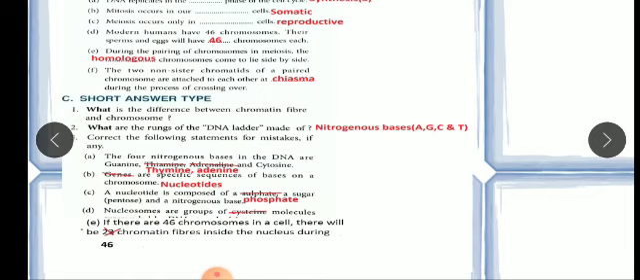Now the third part: correct the following statements for mistakes, if any. There are a few mistakes. A1 is the 4 nitrogenous bases. You can see the names of 2 are given correct and 2 are wrong, so I have corrected them: guanine, thymine, adenine and cytosine. Now B part: genes are specific sequences of bases on a chromosome. The answer is no, because in place of genes, nucleotides will come. Nucleotides are the specific sequences of bases on a chromosome.